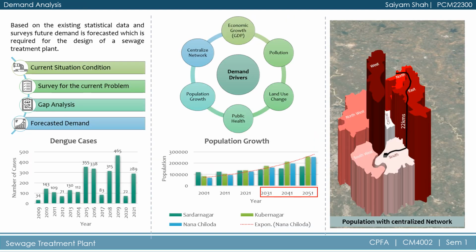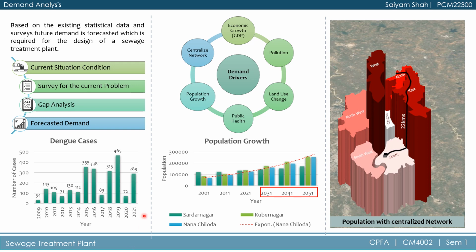Demand analysis. After finalizing the location, demand analysis for that region is carried out for forecasting the design capacity of the sewage treatment plant. Economic growth, pollution, centralized network, population growth, public health, and land use change are some different demand drivers for the proposed sewage treatment plant.